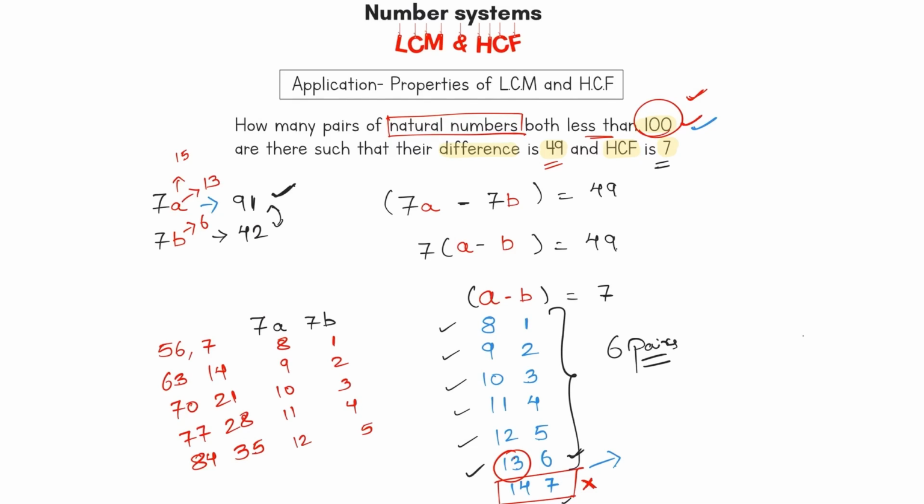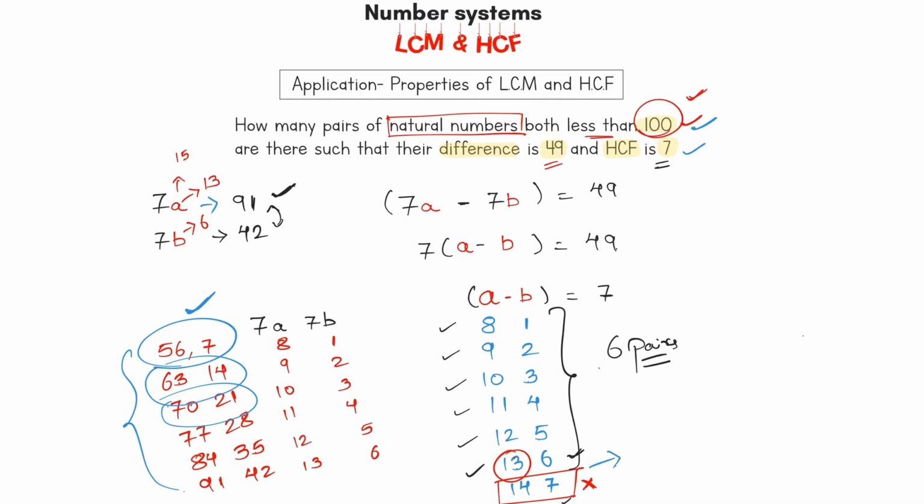And last is already we got it here, 91 and 42 with 13 and 6. Both of them are natural numbers, correct? Both of them are less than 100, correct? They have their HCF as 7. They have a difference of 49. Got it. Okay, so these many numbers can you form.